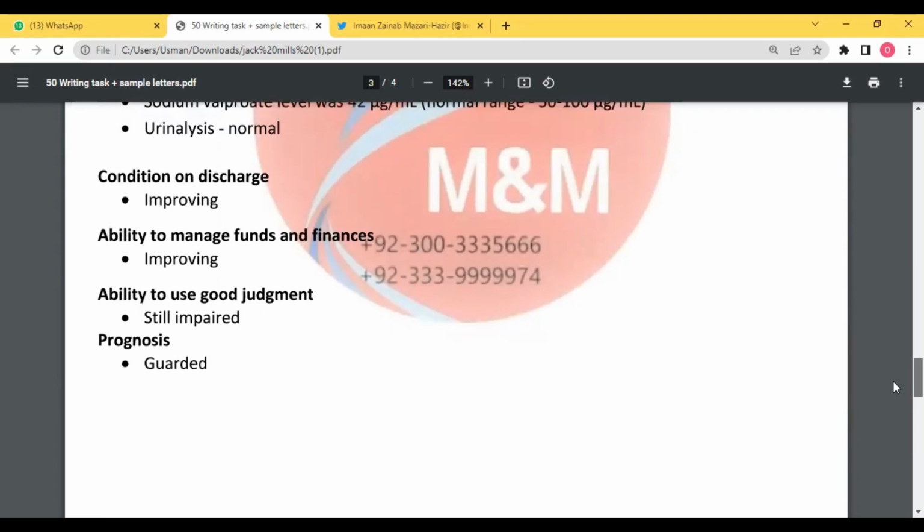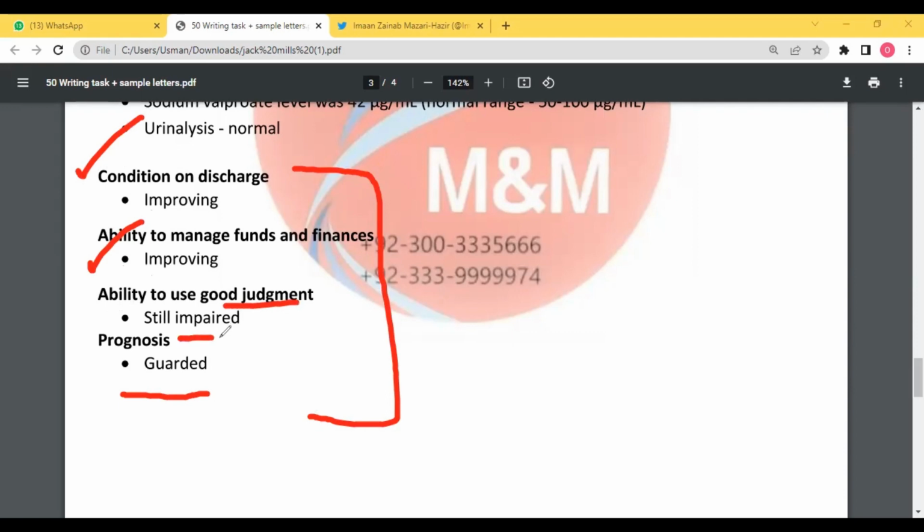Now, what does guarded prognosis mean? If you can see there, the condition has been improving. That's why we are discharging. Everything is important, but judgment is still impaired. But the prognosis is guarded. Guarded prognosis means that if he does not follow the follow-up plan mentioned below, his condition might worsen again. So it means that he has to stay on the given guideline of the treatment.